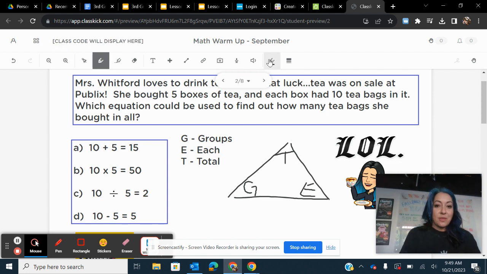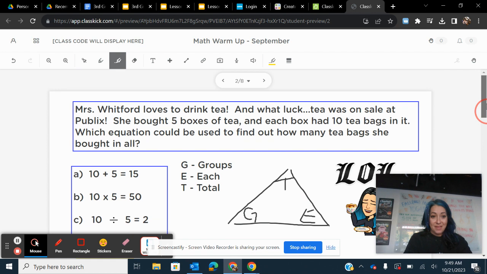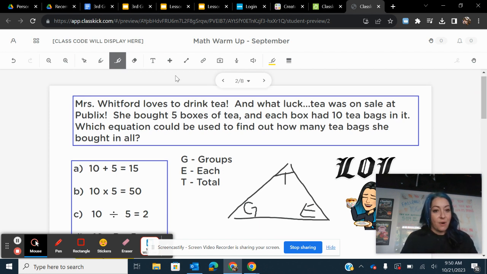If you're looking at a story problem, think about what it's asking and what the numbers are. Here is my example. Mrs. Whitford loves to drink tea. That is true, I love tea. And what luck, tea was on sale at Publix. She bought 5 boxes of tea, and each box had 10 tea bags in it. Which equation could be used to find out how many tea bags she bought in all? I like to highlight the numbers so I know what I'm working with. I have 5 and I have 10.